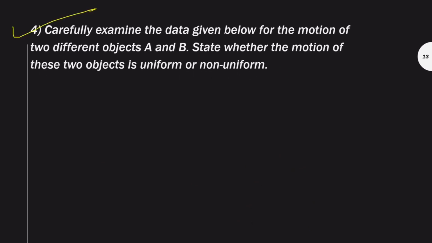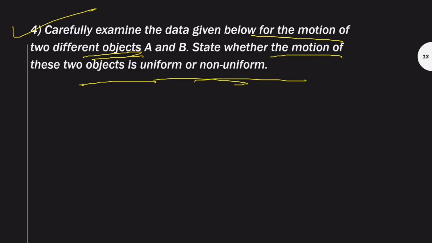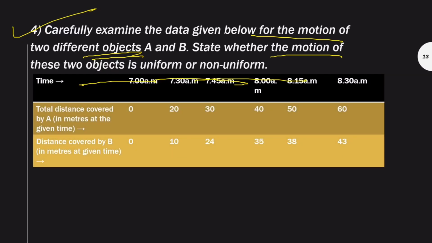Clear, students? Next, question number 4. Carefully examine the data given below for the motion of two different objects, A and B. State whether the motion of these two objects is uniform or non-uniform. Now the table is given to us: 7 a.m., 7:30, 7:45, 8 a.m., 8:15 and 8:30. Total distance covered by A in meters is given, and total distance covered by B in meters is given.